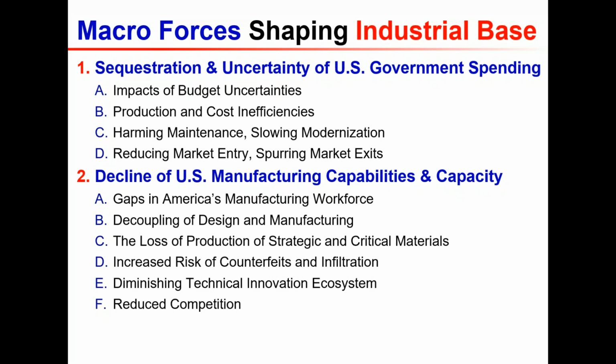Reduced competition. Obviously, as you decline U.S. manufacturing capabilities, you have fewer firms doing what we need them to do in the defense industrial base. So we have less competition, which again has a cost-effectiveness implication, as well as a risk of supply chain risk in terms of reliability. So that's one and two.